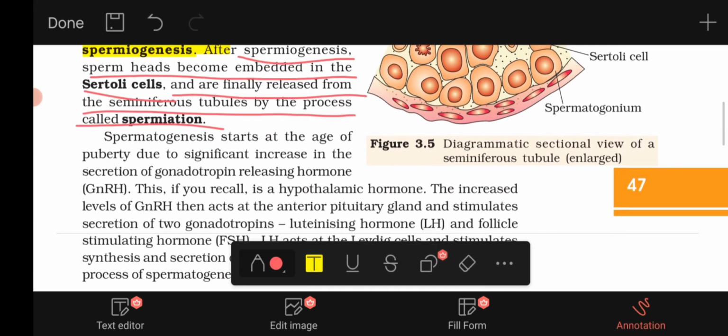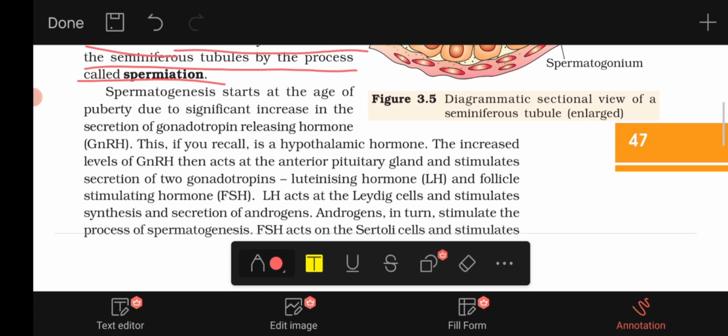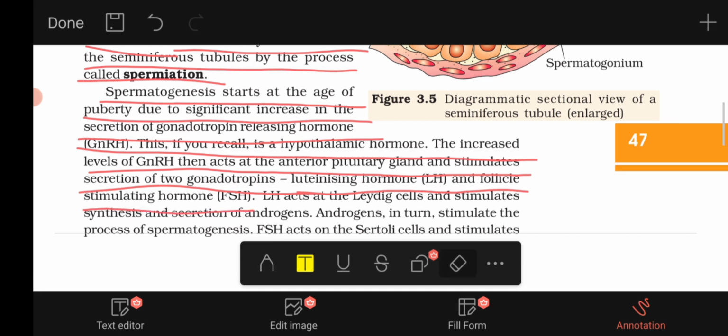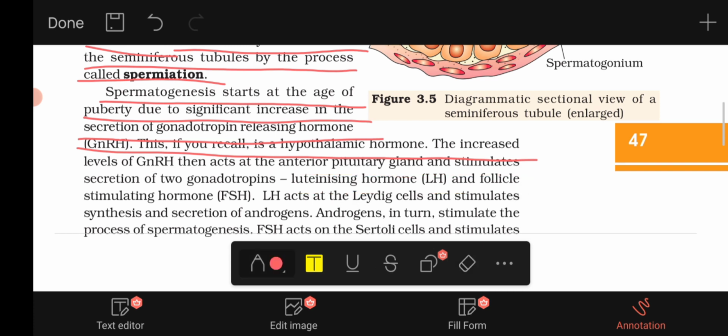Spermatogenesis starts at the age of puberty due to a significant increase in the secretion of gonadotropin releasing hormone, which is a hypothalamic hormone. It stimulates the synthesis and secretion of gonadotropins from the pituitary. And gonadotropins are LH, that is luteinizing hormone, and follicle stimulating hormone, that is FSH. LH and FSH.